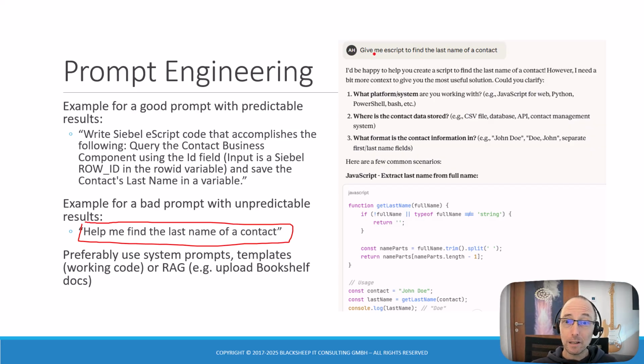Here's a similar bad prompt that I pasted in Claude: give me eScript to find the last name of a contact. At least it says eScript, but it doesn't say Siebel or anything. And the LLMs are pretty clever, so it came up with a question: could you please clarify what platform you are using? Where's the contact data stored? It's really trying to figure out what's going on. And that's a bad sign. If it comes back and asks you for clarification, then your prompt was not clear enough.